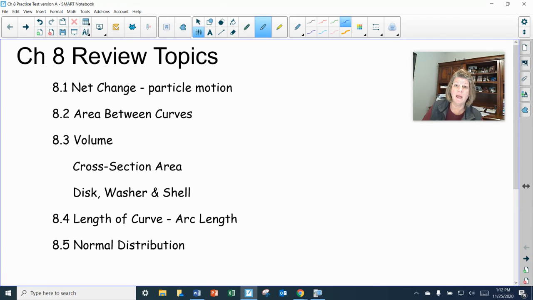8.3 brought a lot of volume questions our way, and there were different techniques that we could use. One was cross-sectional area, where we talked about using semicircles, squares, rectangles, isosceles right triangles on legs, or isosceles right triangle on hypotenuse. Equilateral triangles was another one. 8.4, keep going on volume because there's more.